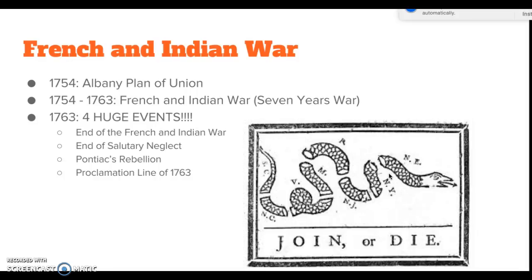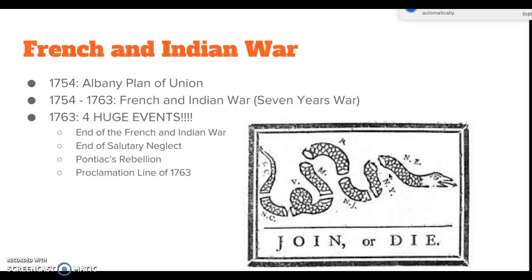One of the reasons the colonists fought with the British in the French and Indian War is because they were hoping that they would be able to get some of the land that they won from it. However, due to Native American resistance movements such as Pontiac's Rebellion, the British Parliament is going to pass something known as the Proclamation Line of 1763, which stated that no colonists can settle west of the Appalachian Mountains.